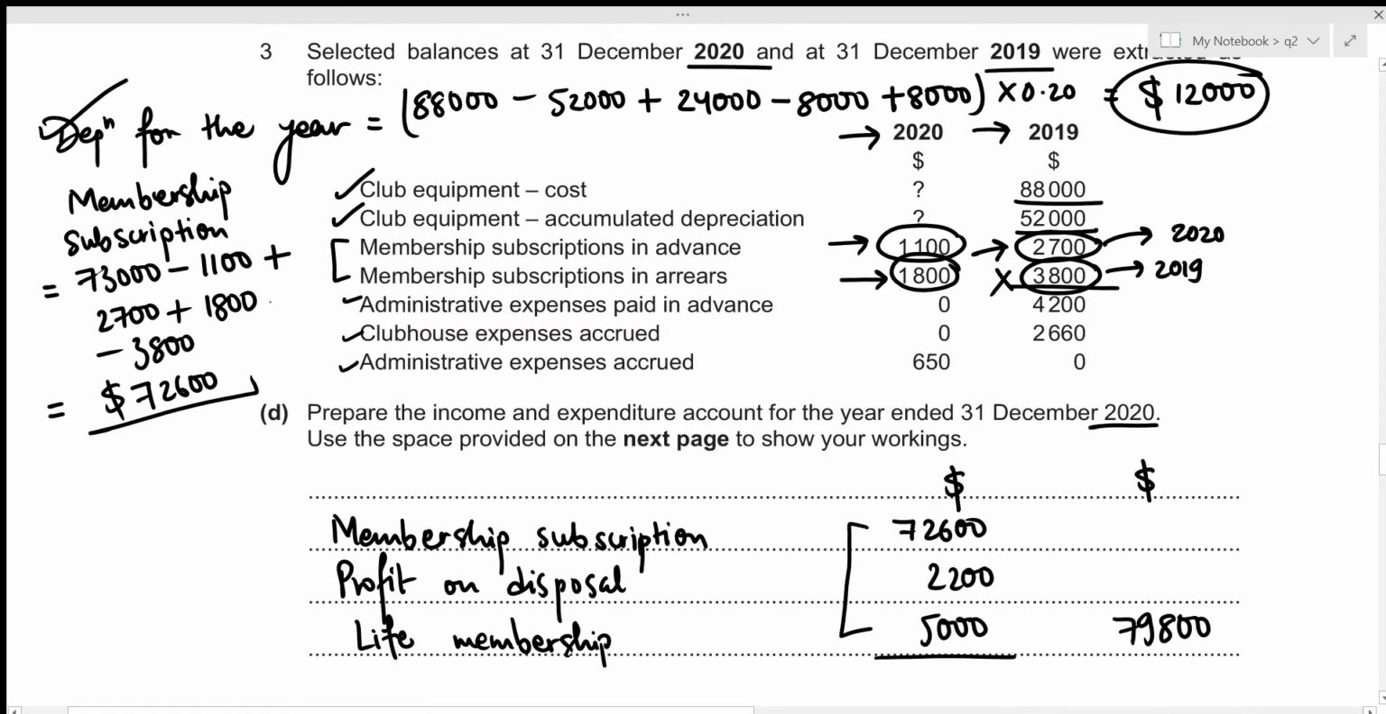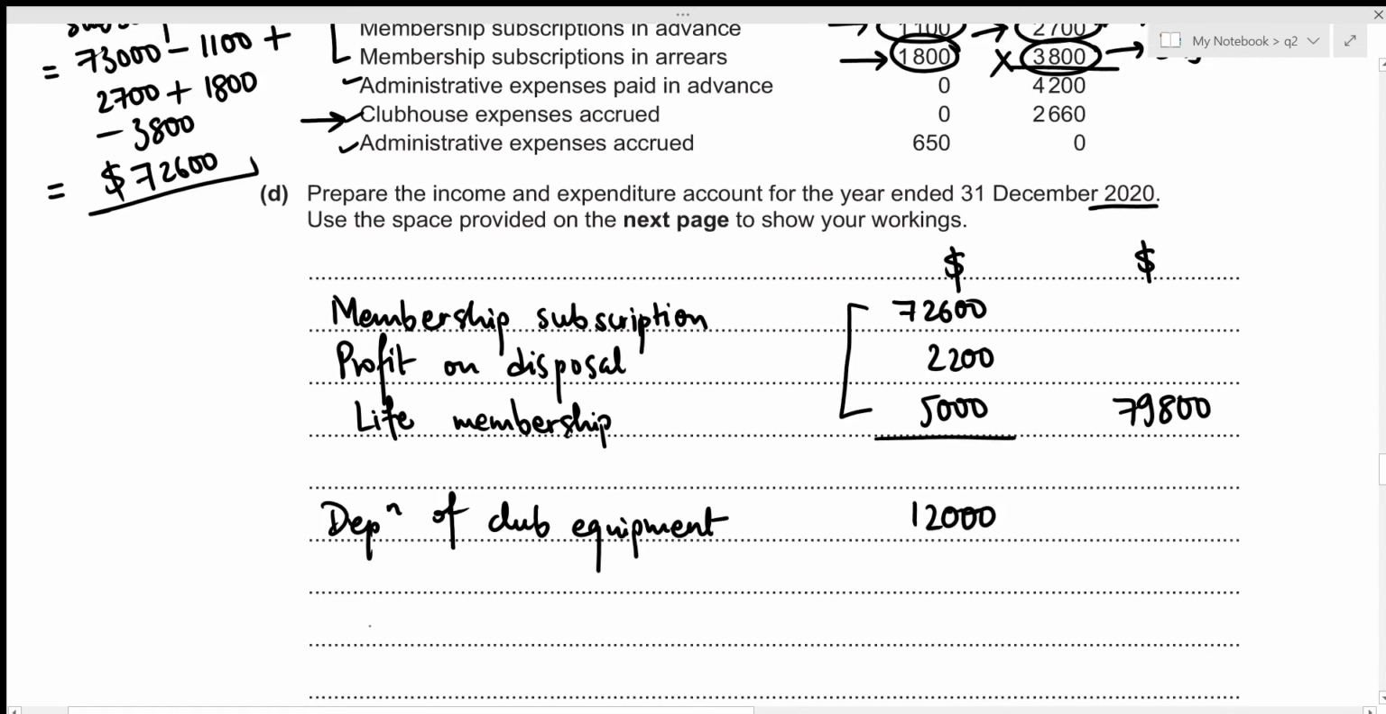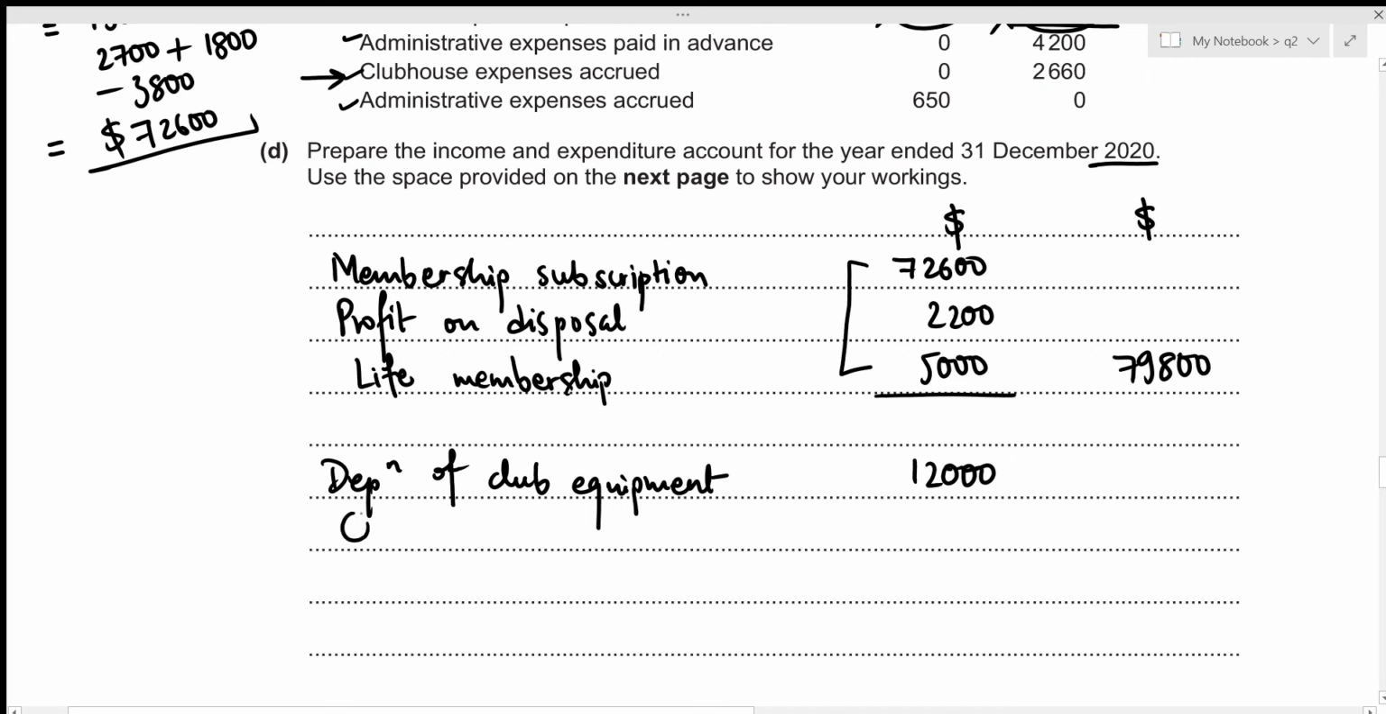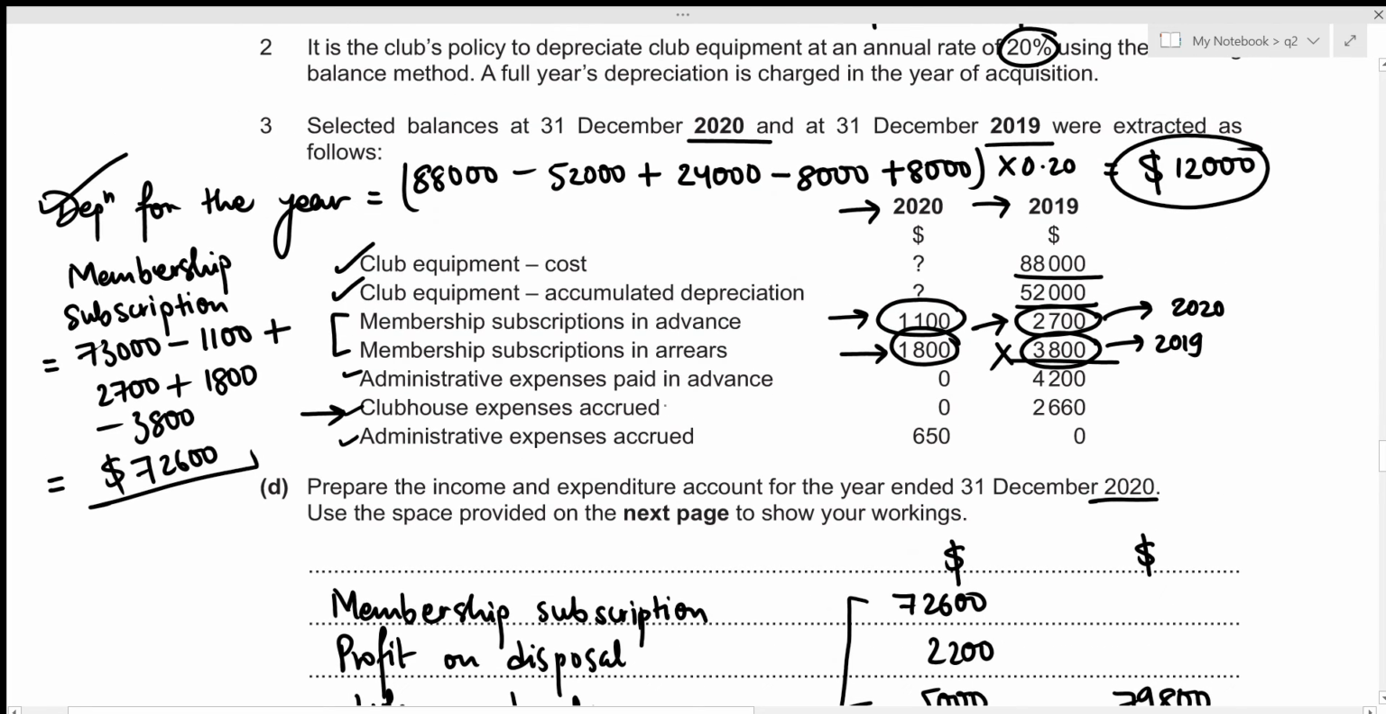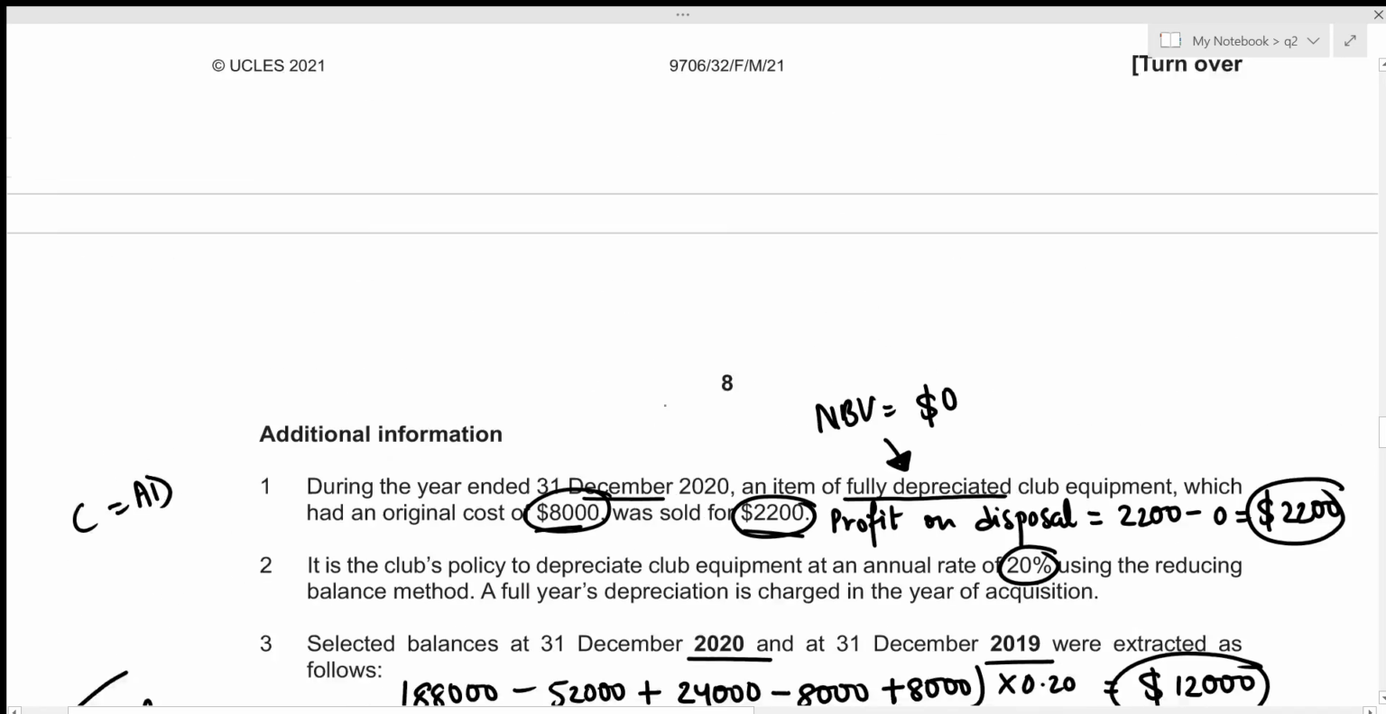And we are told that there was clubhouse expenses, right? So we need to include this in our expenditure as well. That's clubhouse expenses. And we are only given the accrual here. So the original amount will be given in our receipts and payments account.